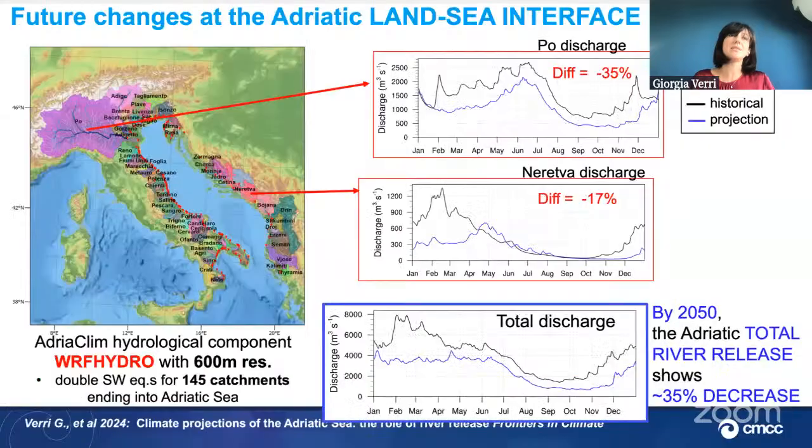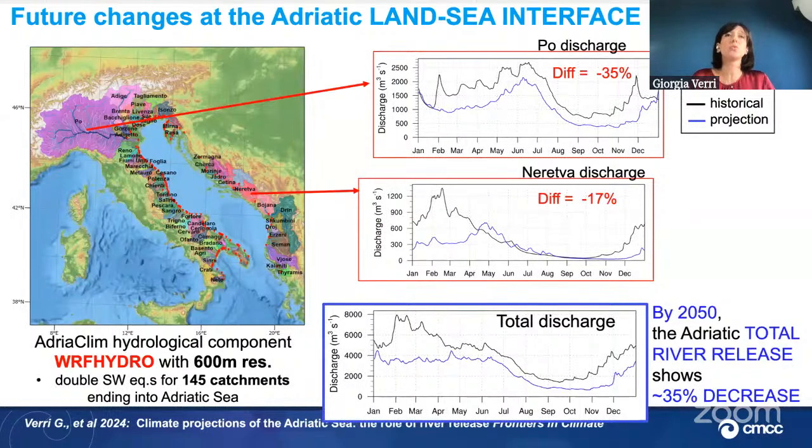So looking at the main scientific results, let's start with the land-sea interface. The climate projection we performed with our climate downscaling system tells us that by 2050 we should expect a decrease of the total river release into the Adriatic Sea of about 35%, with differences among the catchments. So here are reported as example the Po river discharge and the Neretva river discharge.